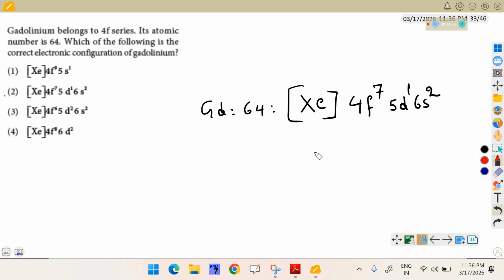Electronic configuration of gadolinium is a very important model question. This is from the d and f block elements. Gadolinium electronic configuration is xenon 4f7 5d1 6s2. The second option is the correct option.